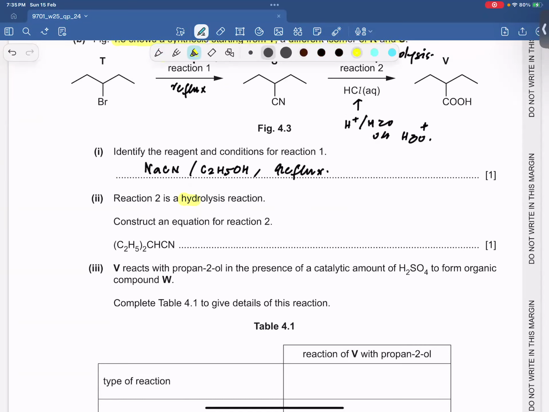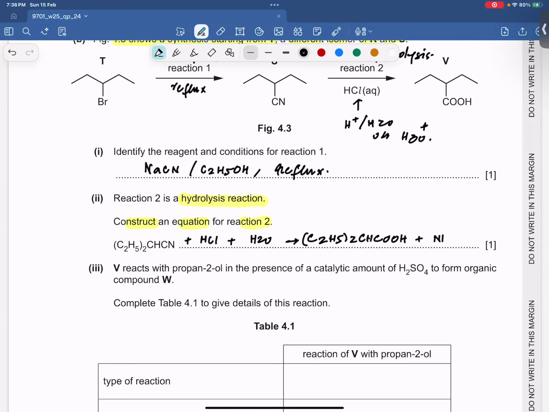Reaction 2 is a hydrolysis reaction. Construct the equation for reaction 2. So that's easy. Oh my god, we need to balance this equation. Oh, so it's HCl, and obviously we need water because hydrolysis takes place in the presence of water. So I'm going to convert this into C2H5, CN into COOH. And I've told you in the class that whenever this reaction takes place, ammonia gas is given off, right?